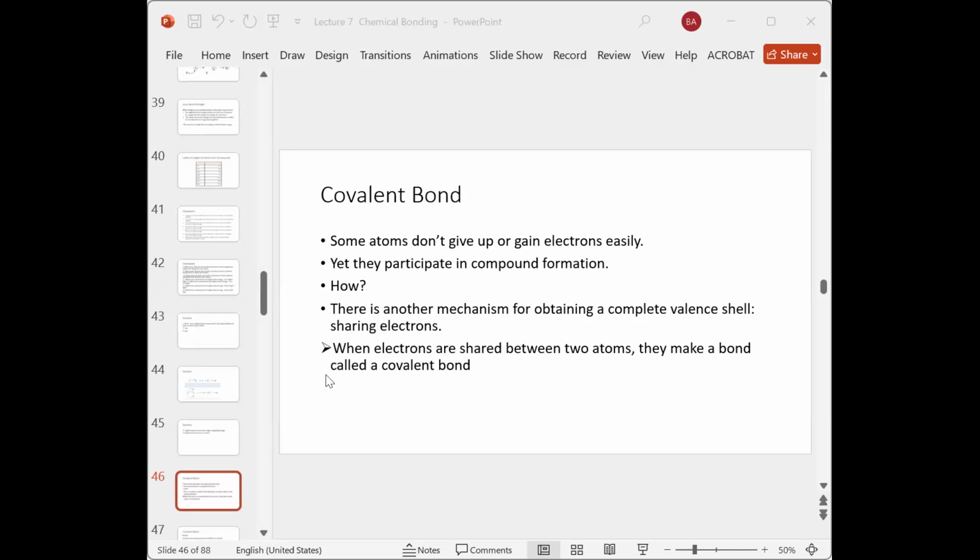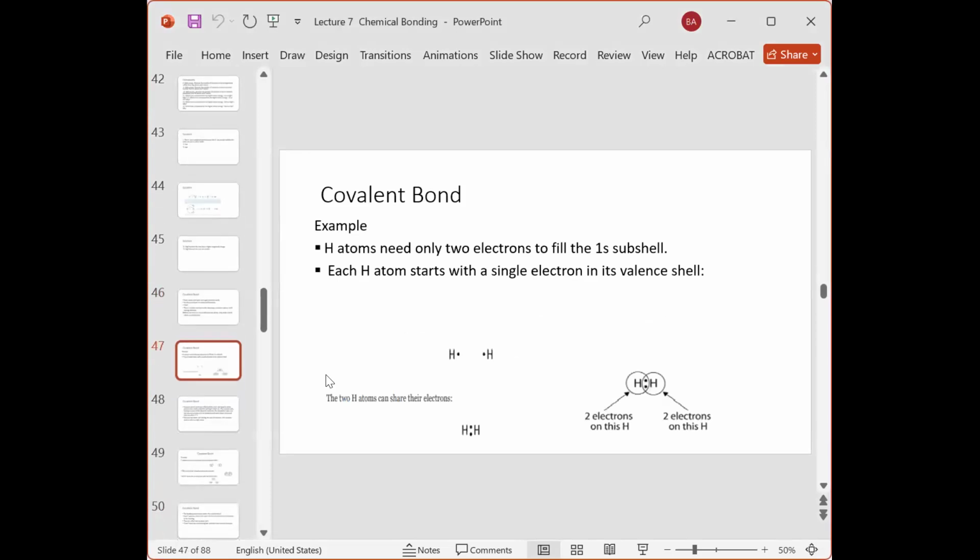What they do is they share the electrons so that they can satisfy the octet rule. The octet rule is the tendency of atoms to get 8 electrons in their atomic shell. So instead of giving away or receiving electrons, they share electrons. That's what we call the covalent bond.